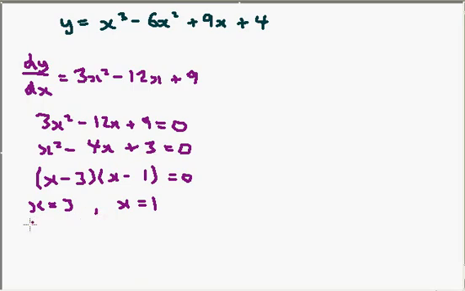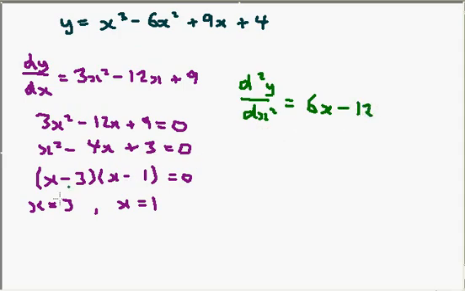Okay, now usually you would also work out what the y values are, so you would substitute x is 3 and x is 1 into the original equation, and that would tell you what y needs to be. Okay, that gives you the exact coordinates. I'm not going to do that here, I'm going to move straight on to using the second derivative. So to determine what types these stationary points are, the second derivative, d2y by dx squared, is used. Okay, so I differentiate this first derivative, and I get 6x take away 12.